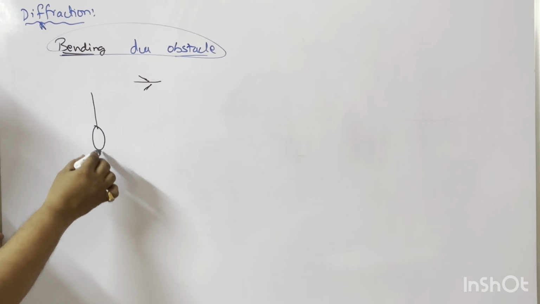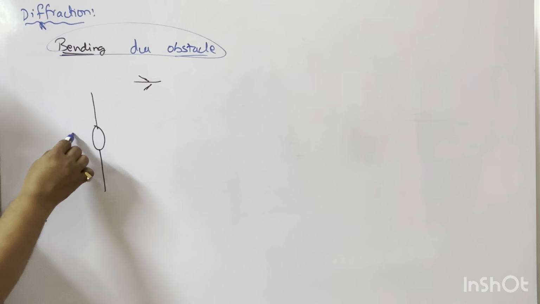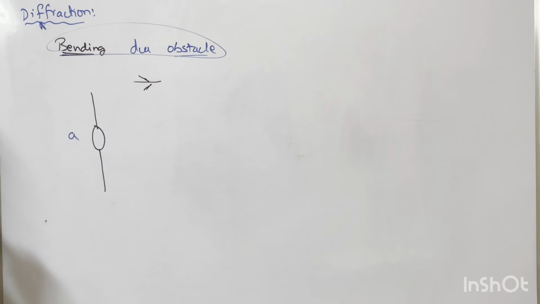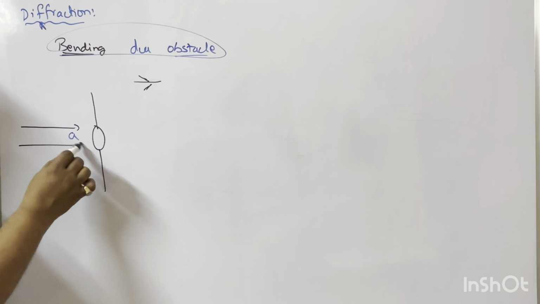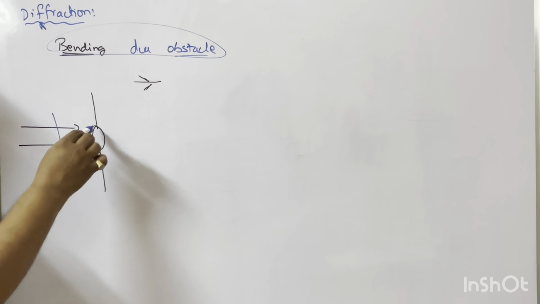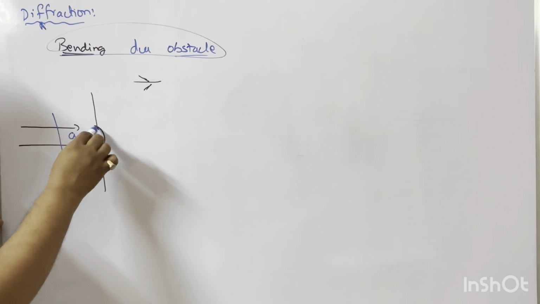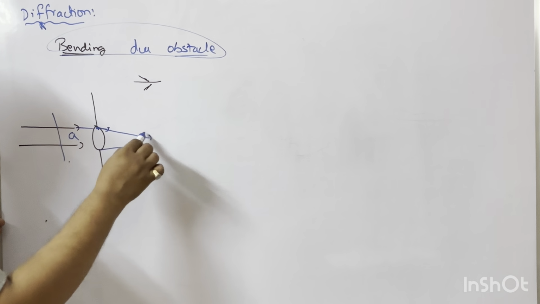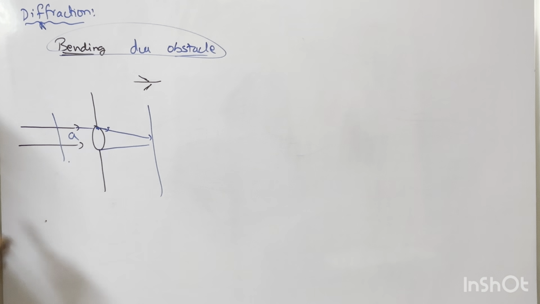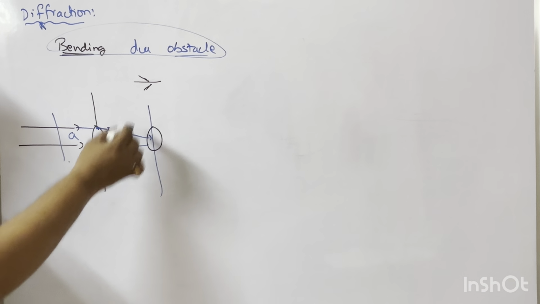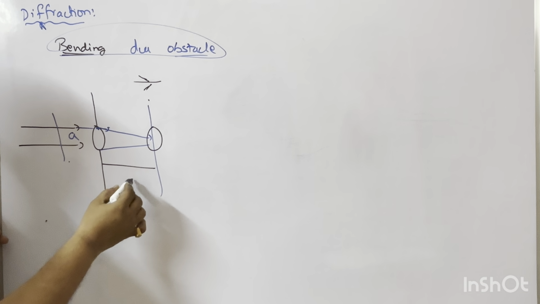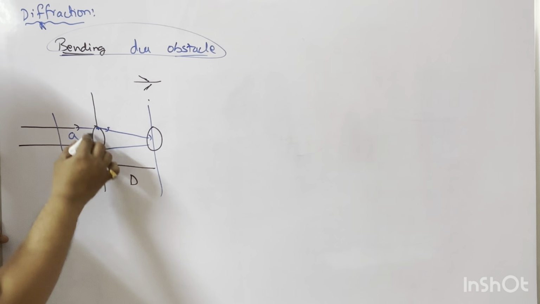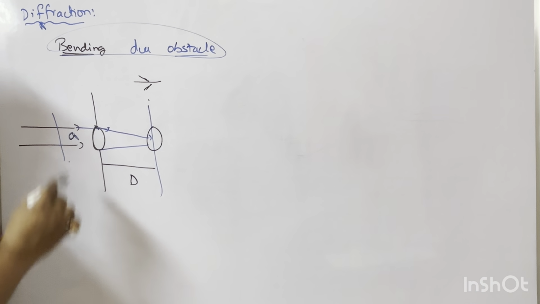So how is it going to happen? For a small aperture or obstacle having size a, a plane wavefront is incident. It bends at the edges. Normally it should go straight, but it bends. Because of the bending property, you get a redistribution of light energy on the screen. Again, the distance of the screen is capital D, and here the size is going to be small a.